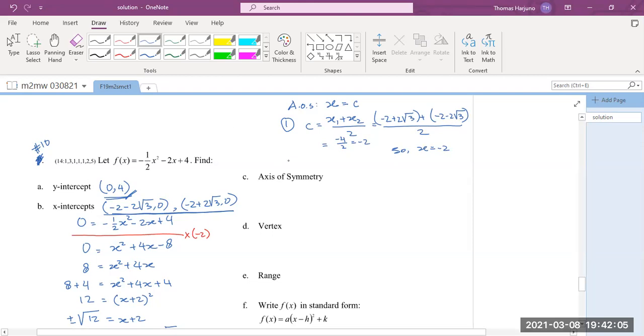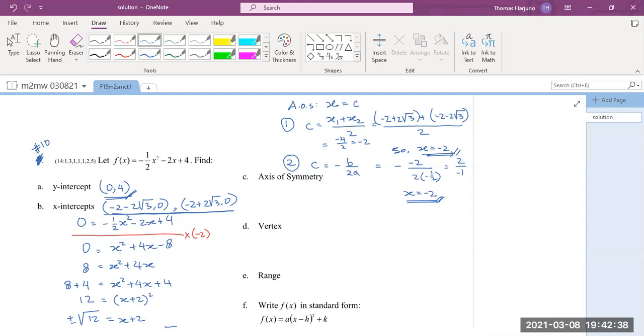But the weakness of this method is what if you don't have x-intercepts? You can use another one, a formula, negative b over 2a. That's negative of negative 2 over 2 times a, negative 1/2. So I get 2 over negative 1, so x equals negative 2. Okay, those are two methods that you can use to find the axis of symmetry. There are actually other methods though. The one I like the most, of course, is method number 2, because that's basically applying the formula.